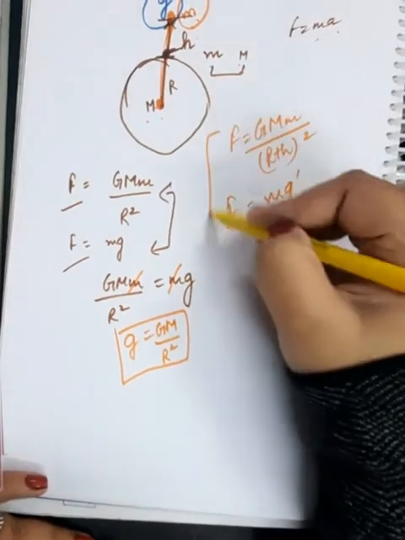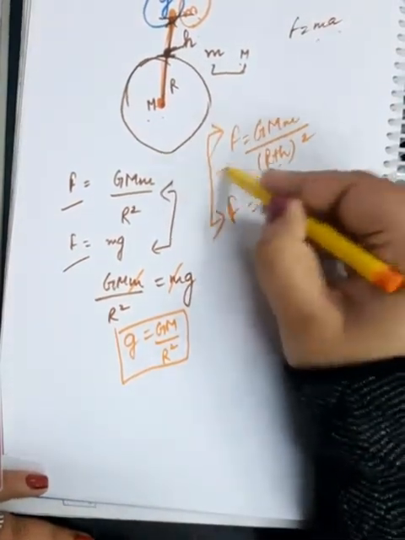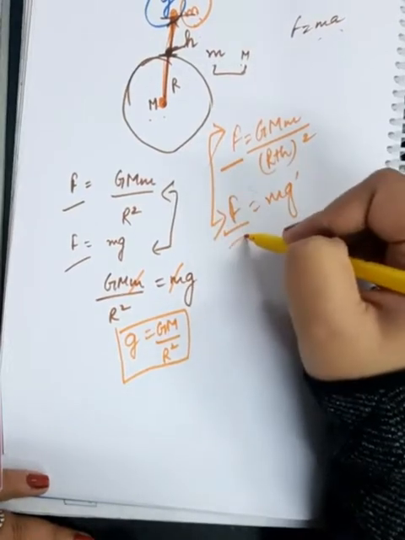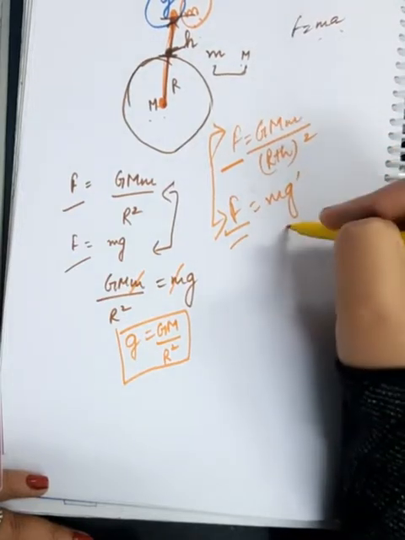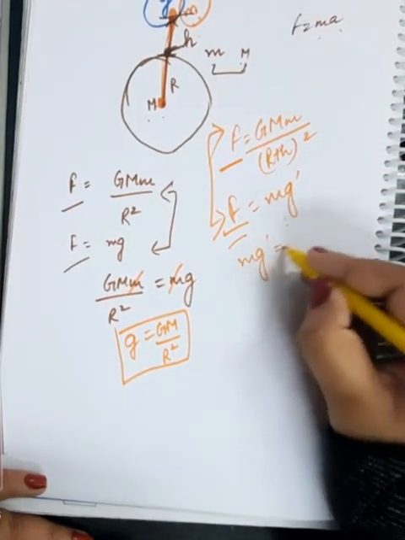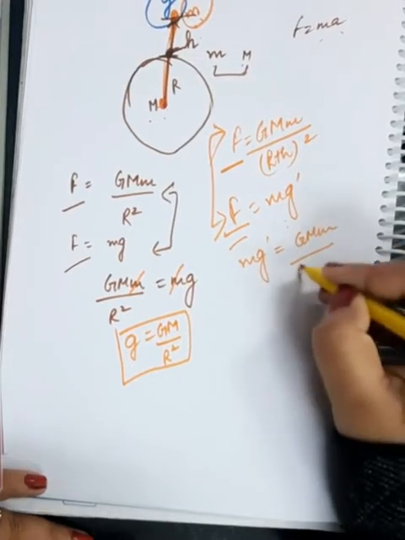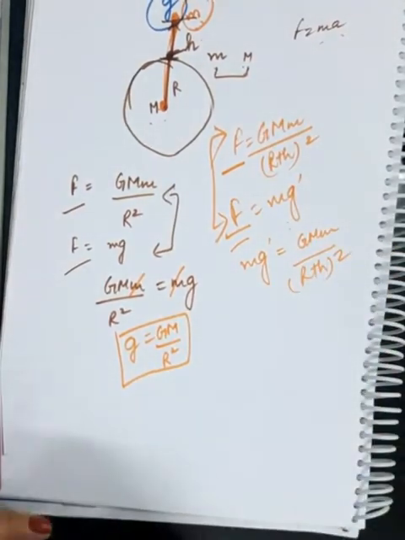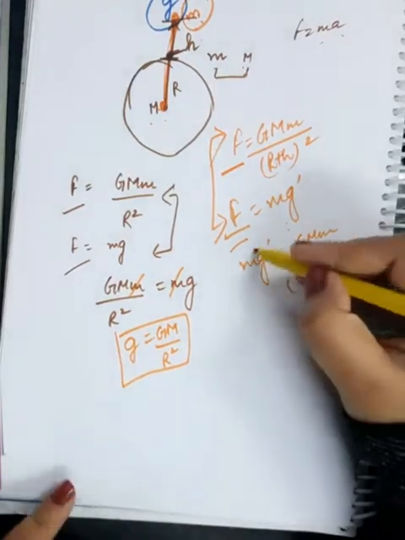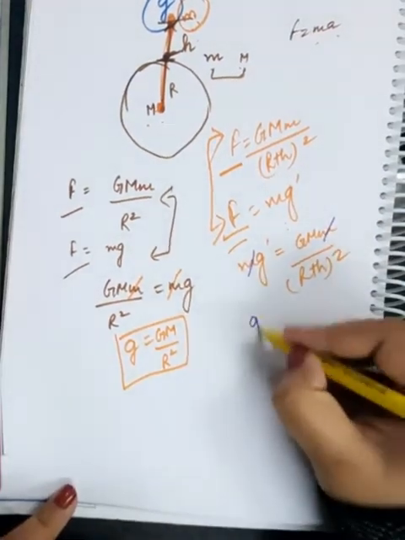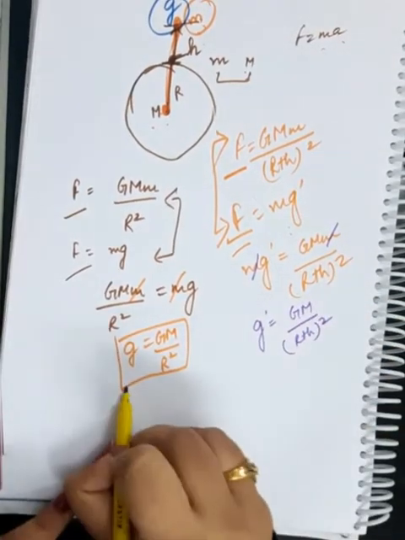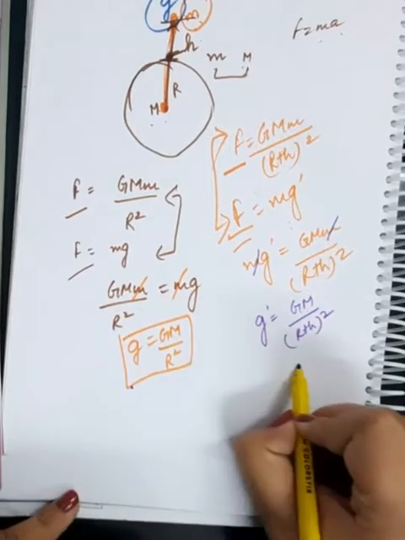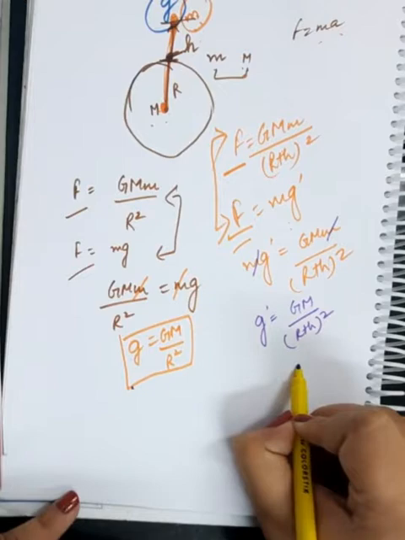So these two equations are the equations of force in that situation when the object is raised up to a certain height. You can compare these two equations. So it will be mg dash equals GMm divided by (R plus h) whole square, right? And you can cancel m and you get g dash equals GM upon (R plus h) whole square. Now this is the initial acceleration due to gravity, and this is the acceleration due to gravity when the object is raised up to a certain height.